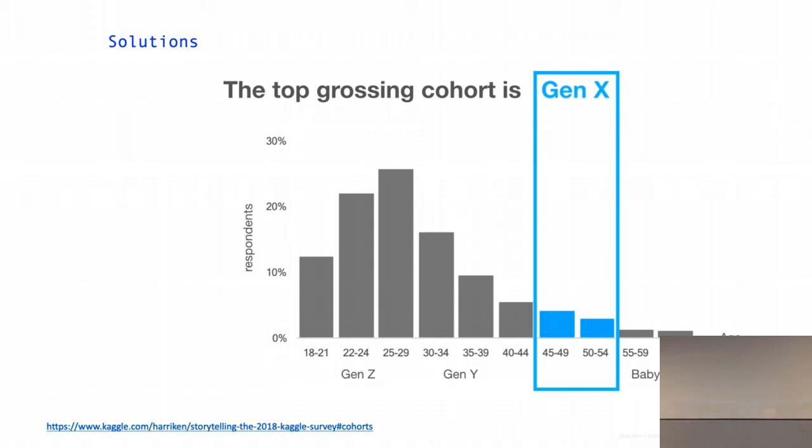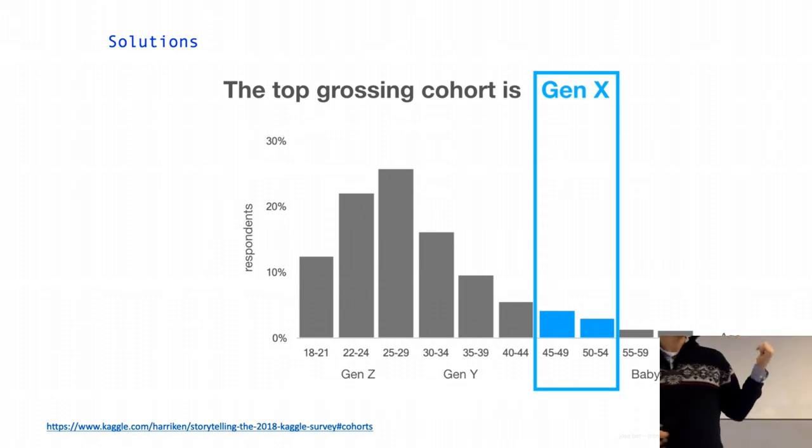So he went and said, oh, who are the people that earn the most money? Because there's this thing that young people are better at IT and all that stuff. But actually, if you check who earns more money in prices, it's Gen X per capita. Sounds good?